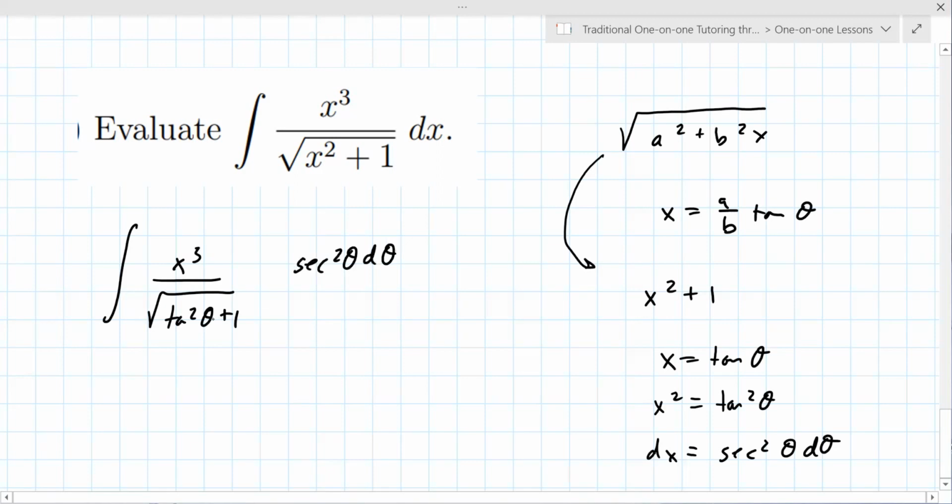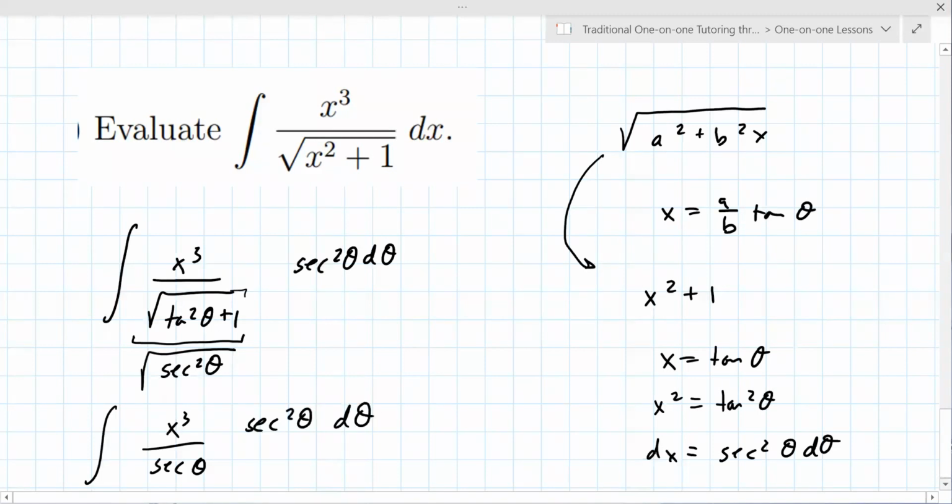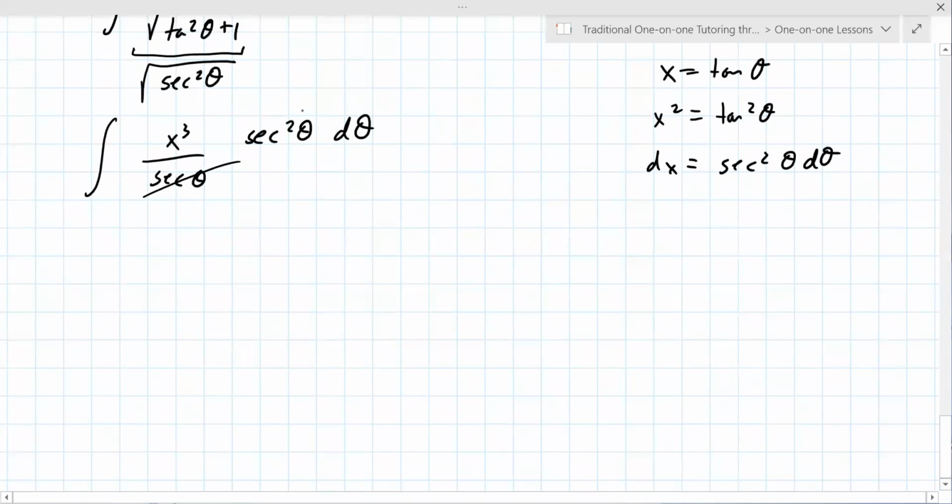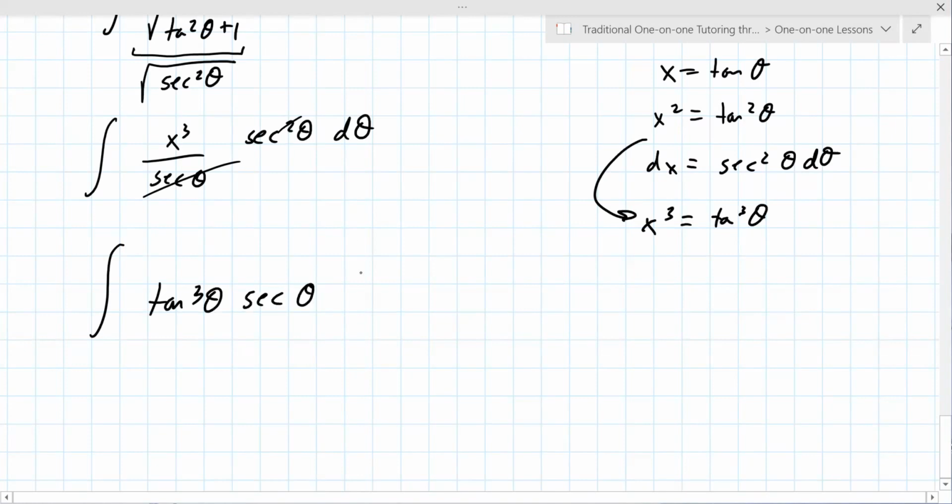So this tangent squared theta plus 1, that's one of those trig identities. This part right here becomes secant squared theta, but then you have the square root of it, so you just get a secant. So you have integral x cubed over secant theta, secant squared theta d theta. And that one cancels with that one, and you're still left with this x. You can always go back and say x cubed is really tangent cubed theta. So you have tangent cubed theta secant theta, because you still have one left.